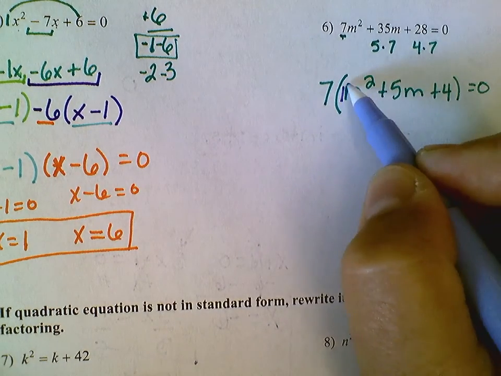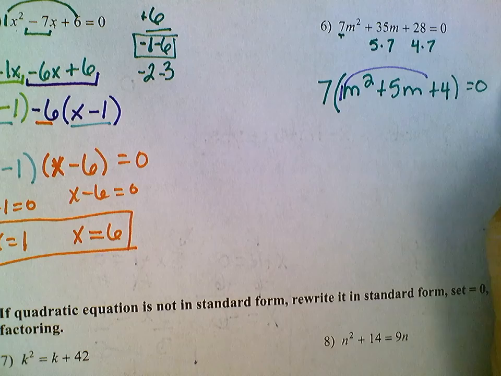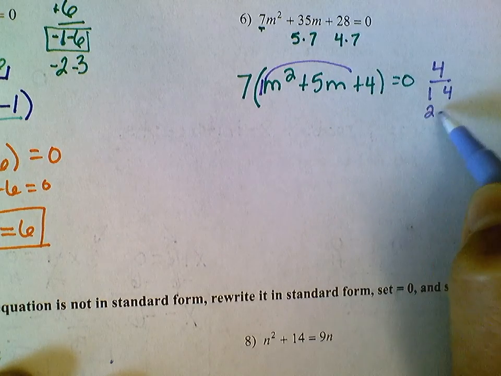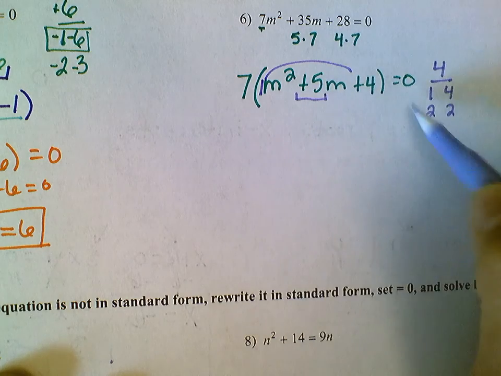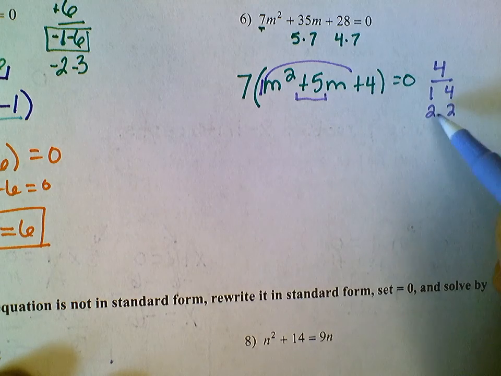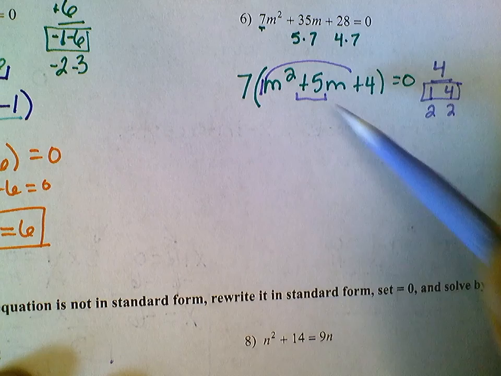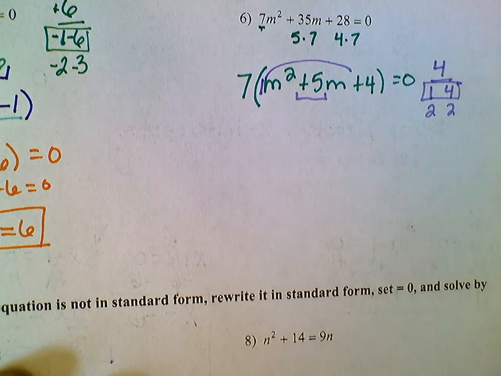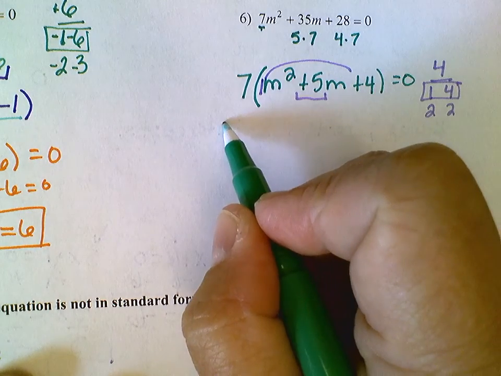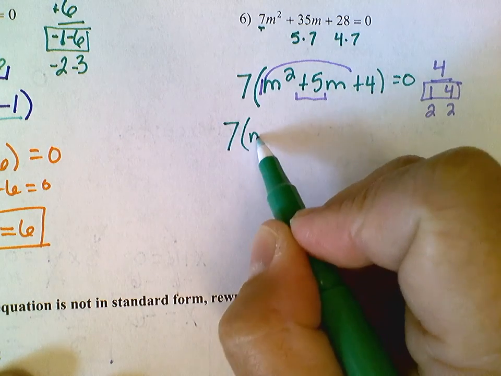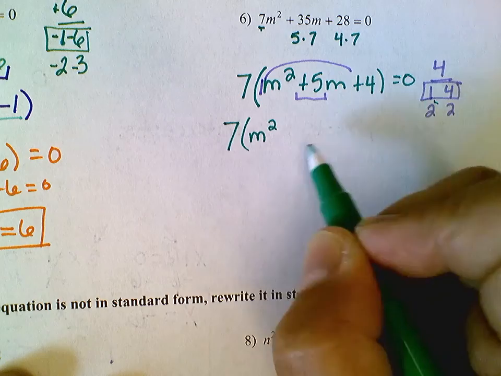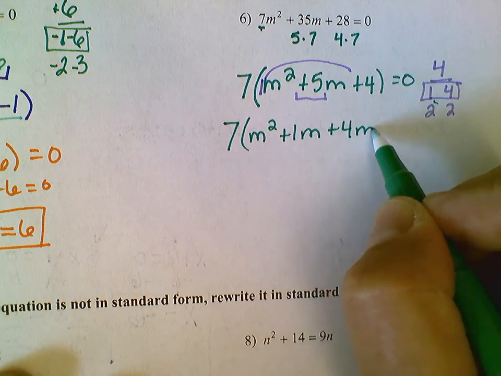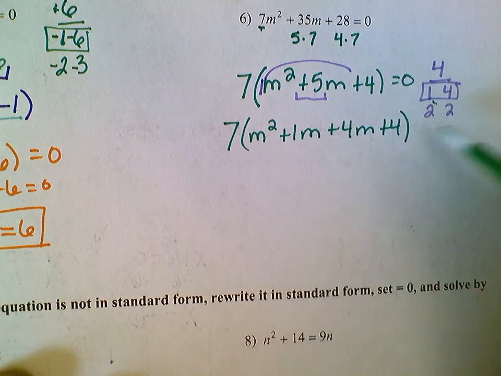Now I'm going to factor this trinomial. My factors of 4 are 1 and 4, 2 and 2. Everything is positive, so this is nice and easy. 1 plus 4 is 5. 1 times 4 is 4. And so I have my m squared in the front, positive 1m, positive 4m, plus 4 in the back.